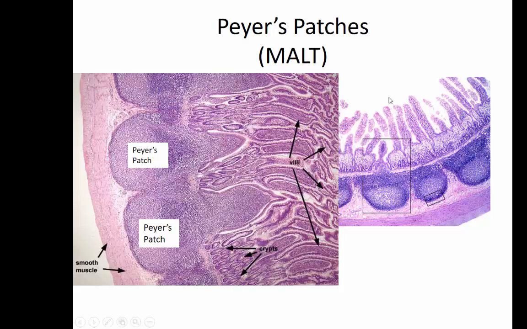And then if I go a little deeper, I find these Peyer's patches. Peyer's patches are part of the immune system. They're part of what we call mucosa-associated lymphoid tissue.